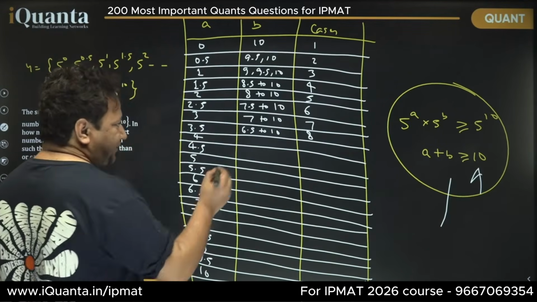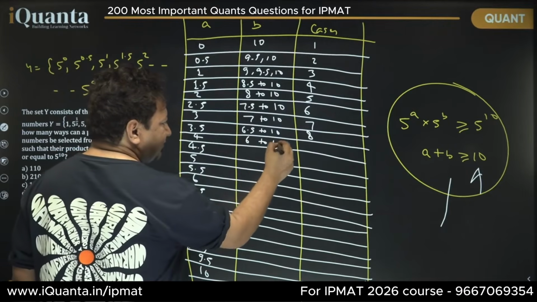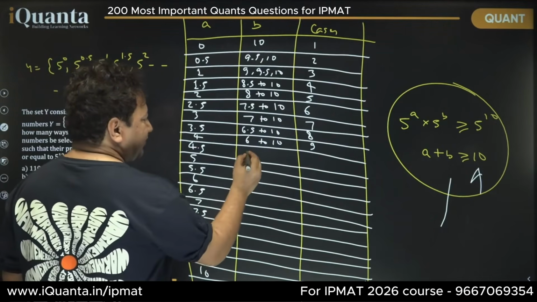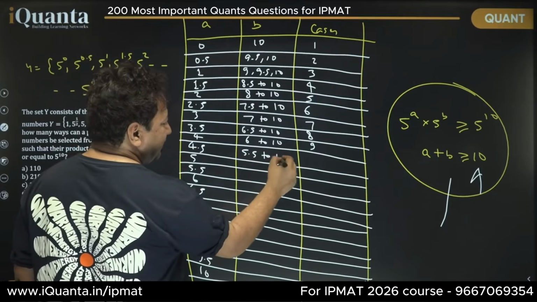Perfect. Now, from 4, it is 6 to 10. There will be 9 such values. 4.5, it will be 5.5 to 10. I'll have 10 such values.